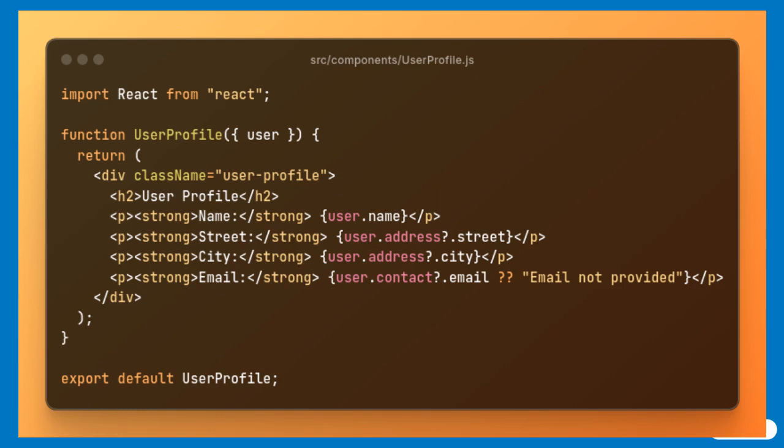In the user profile component, we utilize optional chaining to safely access nested properties. For instance, user?.address?.street allows us to access the street property without worrying about the address being undefined. Similarly, for the email, we use user?.contact?.email ?? 'Email not provided' to provide a default message when the contact property is absent. This approach keeps our application stable, even when certain data is missing.